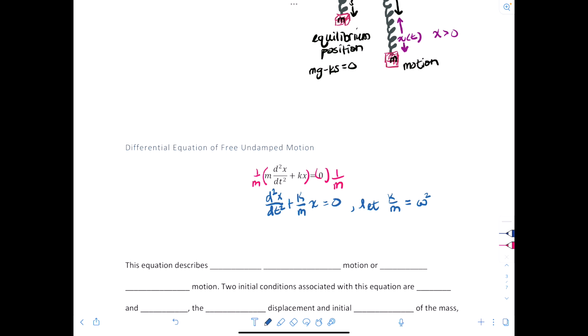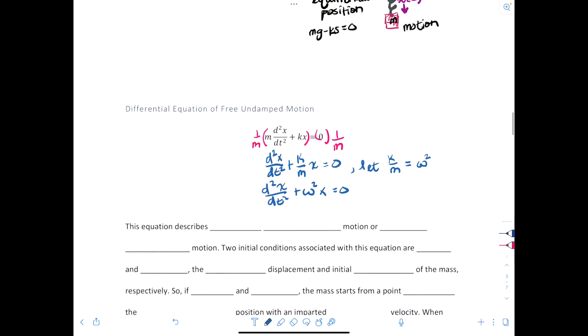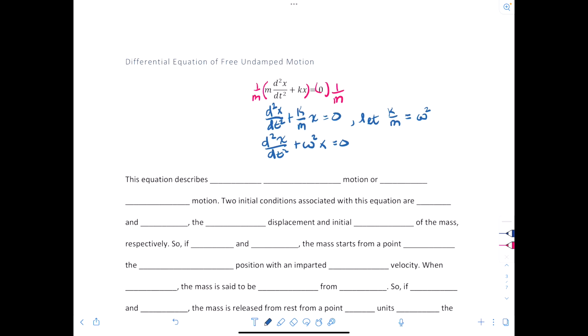And a lot of times these constants, or these variables we're letting them equal to, it's so that it works out nicer when we're solving the equation. All right? So that's going to give us the second derivative of x with respect to t plus omega squared times x is equal to 0. So we just have a second derivative in this one, no first derivative. Cool? And then instead of the dependent variable being y, it is x.